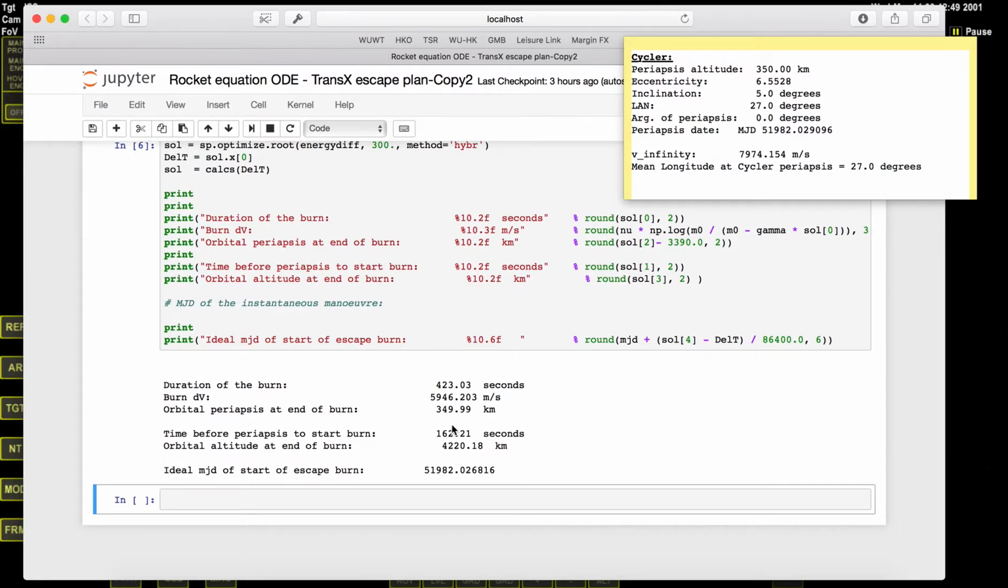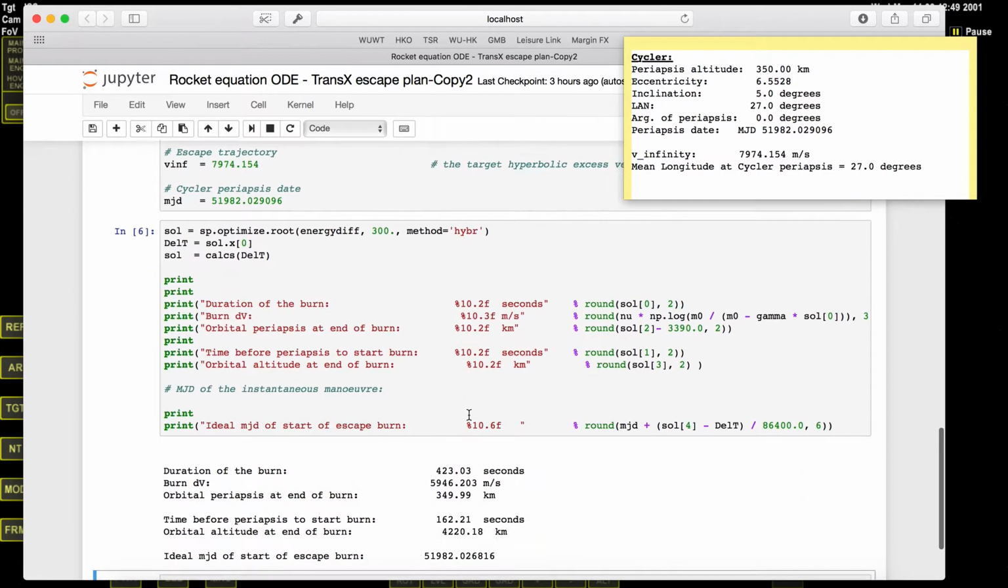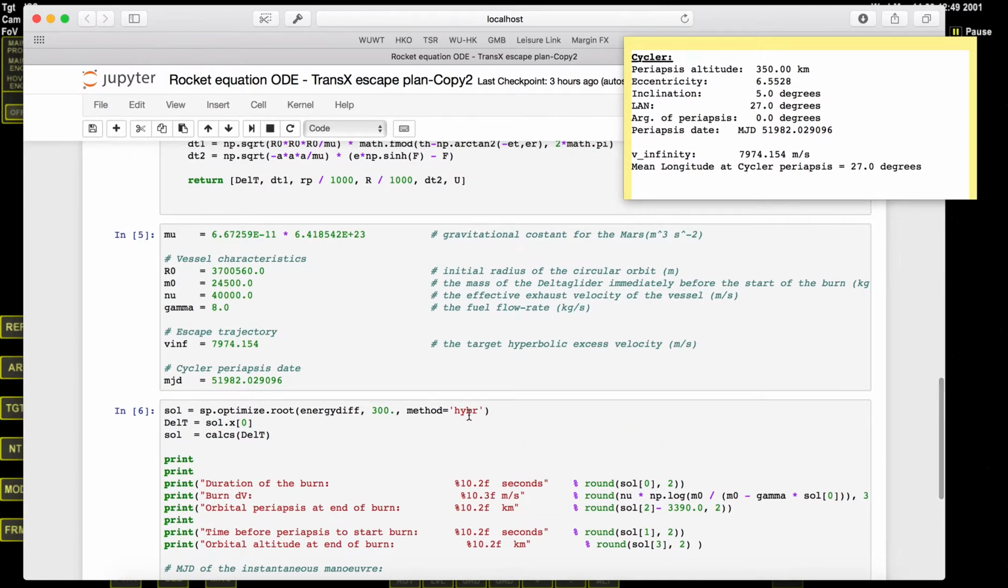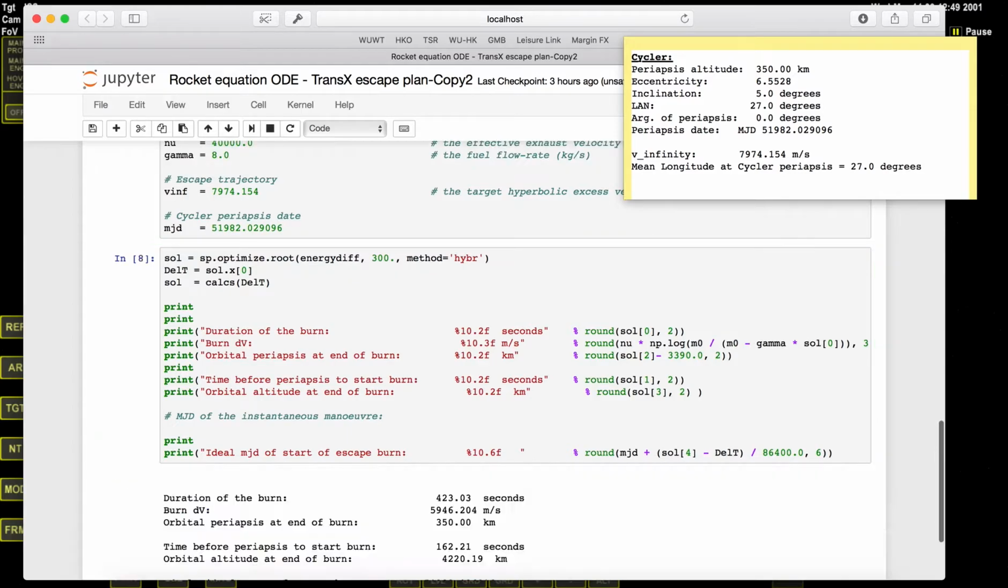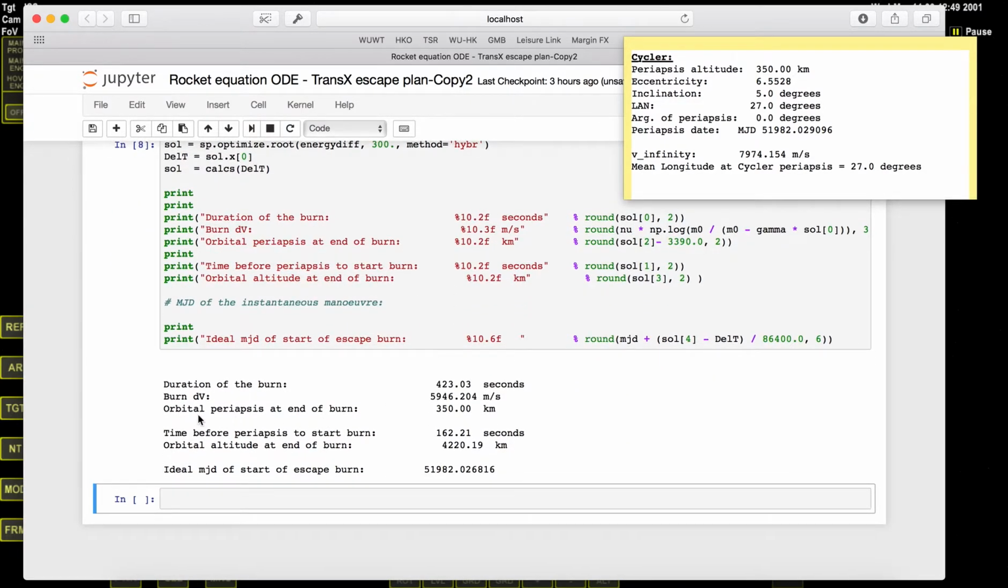Not a whole lot has changed. Our orbital periapsis at the end of the burn is 349.99. So if I really want to be fussy, I can lift that up another 10 meters. Let's do it. Put that in, 5.7, and go again. And there you are. Our orbital periapsis at the end of our burn will be at 350 kilometers.